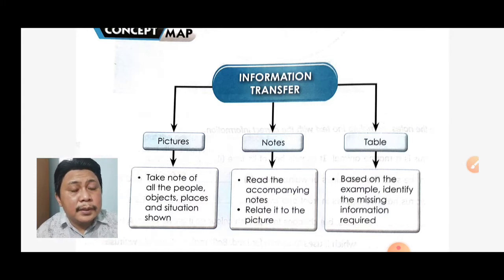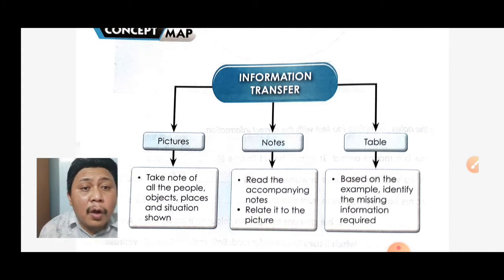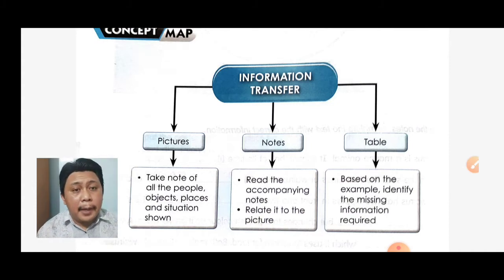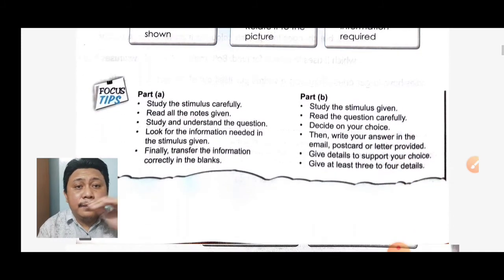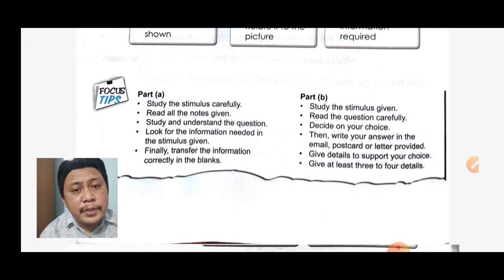We must know information transfer is divided into three. The first one is pictures, then notes and tables. For pictures, take note of all the people, objects, places and situations shown. For notes, read the accompanying notes related to the picture. For tables, identify the missing information required. Okay, what are the tips for how to write a good short message?